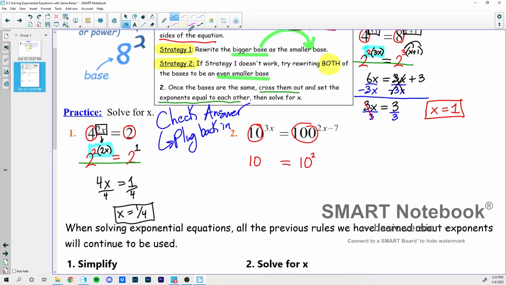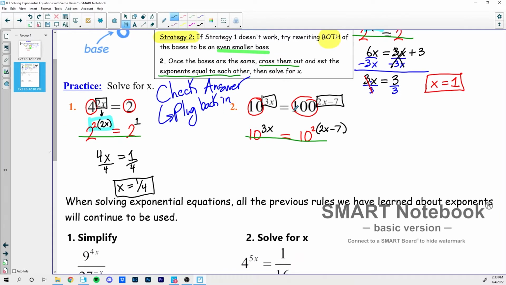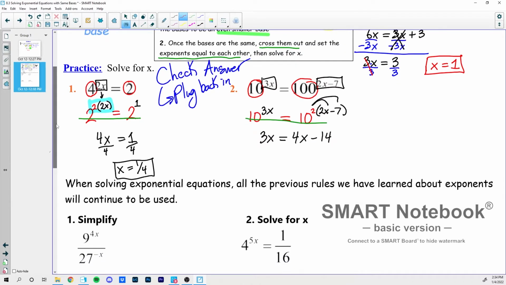And now I can just bring down the exponents. So I bring down this 3x, it's still there. Bring down the 2x minus 7. And again, really make sure those are in parentheses, and your answer should look like that so far. Now that the bases are the same, I can cross them out. And I have the exponents equal to each other. So I just get 3x is equal to, make sure we distribute the 2, 4x minus 14. Okay. All right, so now I just have to solve this equation.